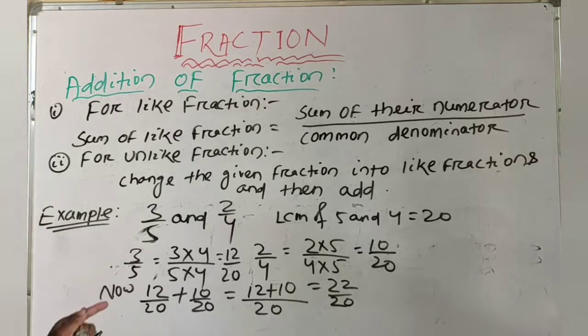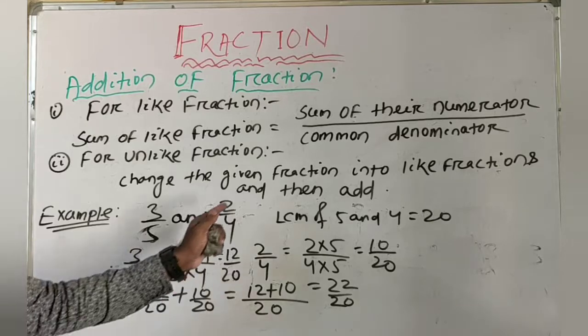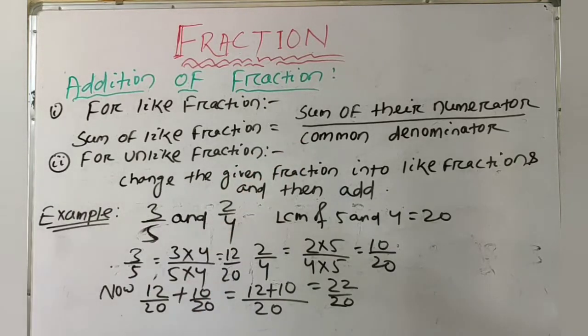So in this way we can add unlike fractions. First we have to convert to the same denominator. Then we can add the sum of their numerators divided by the common denominator.